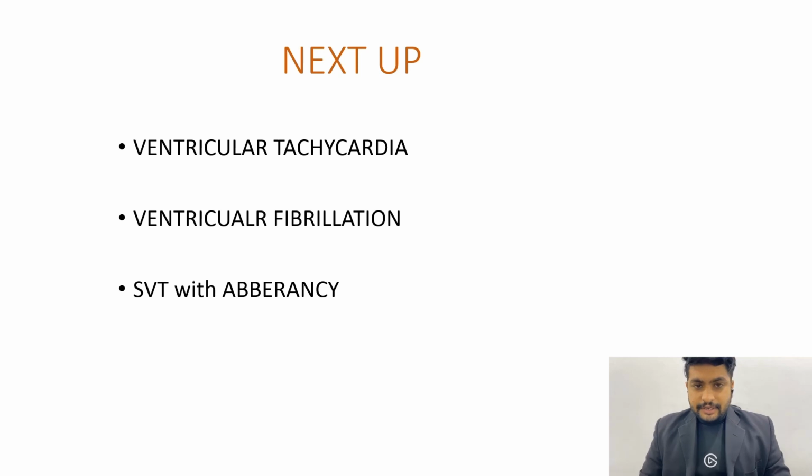So that was it for our SVT. In the next lectures, we will discuss ventricular tachycardias, ventricular fibrillation, and SVT with aberrancy. This concept is very important because sometimes you see a picture of SVT with slurring and aberrancy when there is also bundle branch block involved, and some people confuse it with ventricular tachycardia. We'll discuss how we can differentiate SVT with aberrancy from ventricular tachycardia.